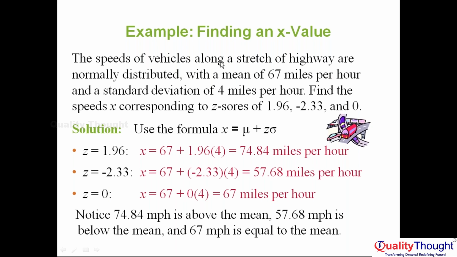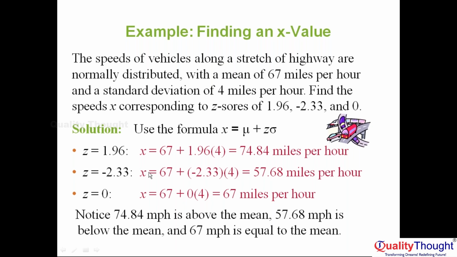The speeds of the vehicles along a stretch of a highway are normally distributed with a mean of 67 miles per hour and standard deviation of 4 miles per hour. Find the speeds x corresponding to the z-scores 1.96, minus 2.33 and 0.